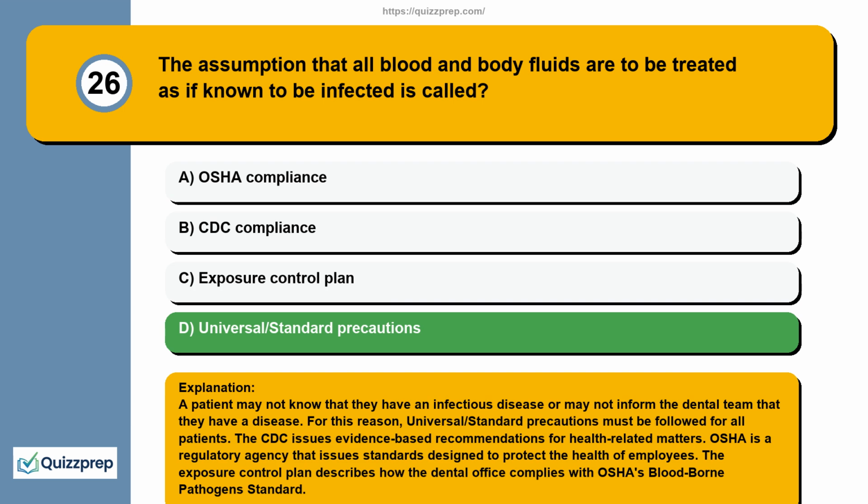The CDC issues evidence-based recommendations for health-related matters. OSHA is a regulatory agency that issues standards designed to protect the health of employees. The exposure control plan describes how the dental office complies with OSHA's bloodborne pathogens standard.